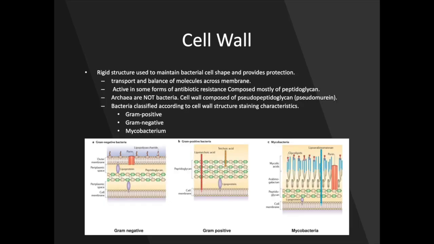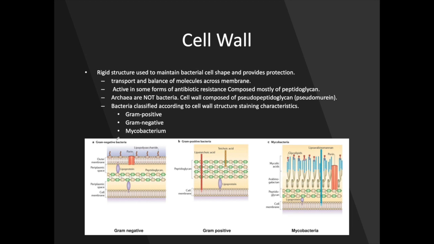Now, cell wall. The cell walls of bacteria come in three flavors, you could say. The cell wall itself is a very rigid structure. It's used primarily to maintain the shape of a bacterial cell, and it does provide some protection against pressure and other bacteria.